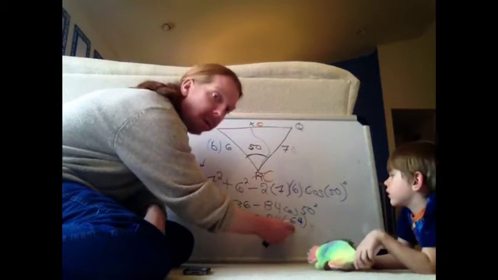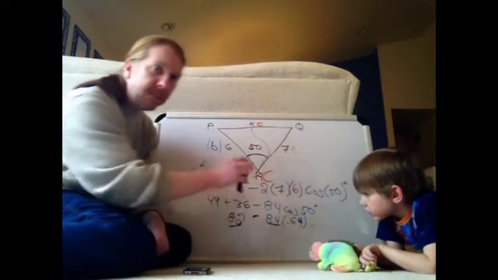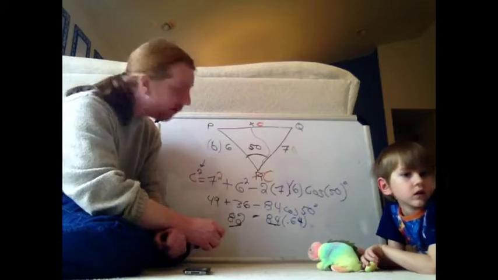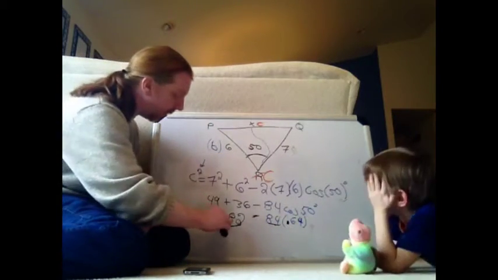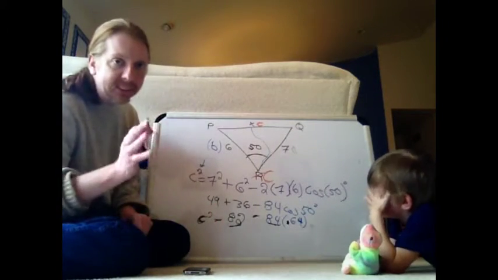No. So I've got to remember to watch my grouping. I've got to make sure I multiply through by this 0.64 before I do my subtraction. Otherwise, it's not going to work. I'm going to be taking the square root of a negative number. Can't do that.